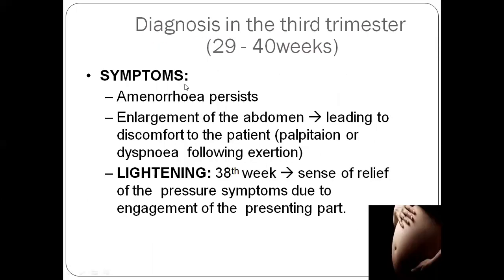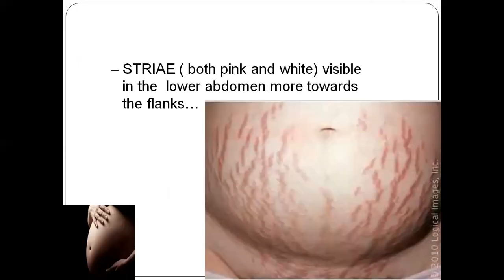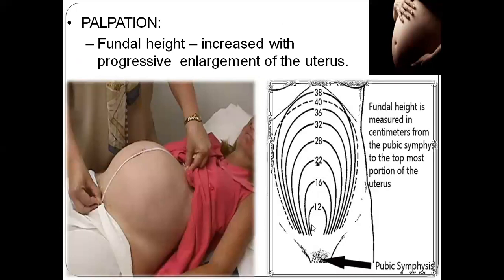Then third trimester: the amenorrhea will persist, the abdomen will enlarge, and as it is enlarging more, the mother may feel discomfort like dyspnea, respiratory distress or respiratory discomfort. She will feel palpitation or dyspnea. Then lightening. What is lightening? We know that as the uterus rises, we can see in this picture, I will show you. In this picture you can see the uterus is rising gradually. By the 40th week it reaches up to the level of the xiphisternum.